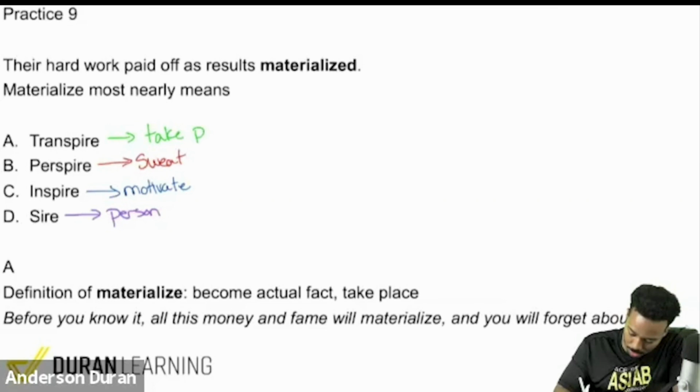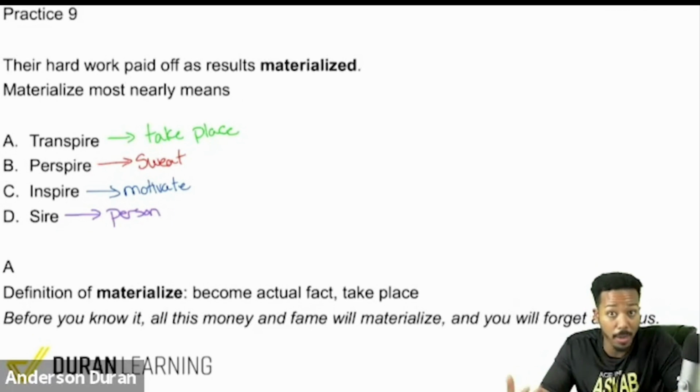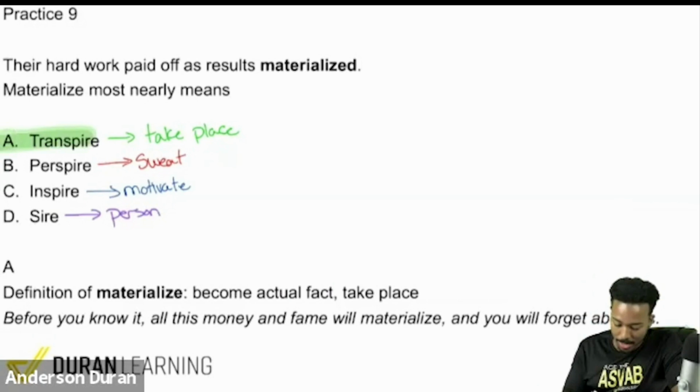So for something to take place, for something to transpire, something took place, something materialized, something happened. Like the results finally took place, the results finally happened. And that's why A is the answer. The definition of materialize: become actual fact, to take place. And you see here, take place, the exact same.